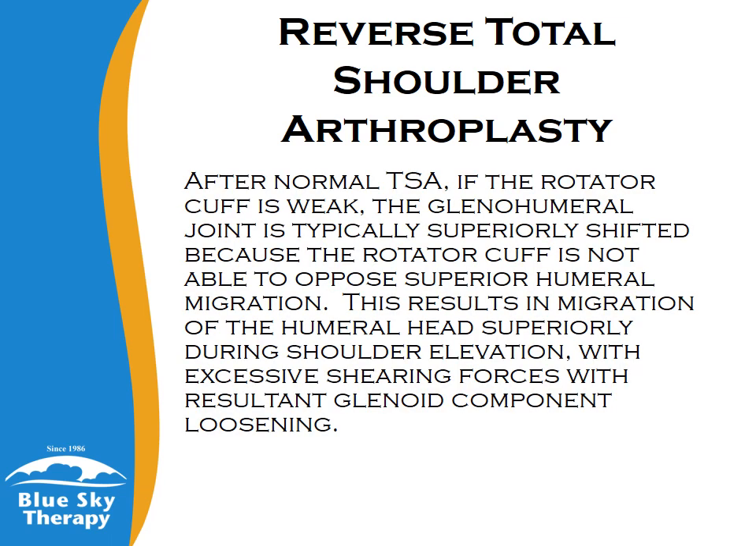After a normal total shoulder arthroplasty, if the rotator cuff is weak, the glenohumeral joint is typically superiorly shifted because the rotator cuff is not able to oppose the superior humeral migration. This results in migration of the humeral head superiorly during shoulder elevation with excessive shearing forces with the resultant glenoid component loosening.